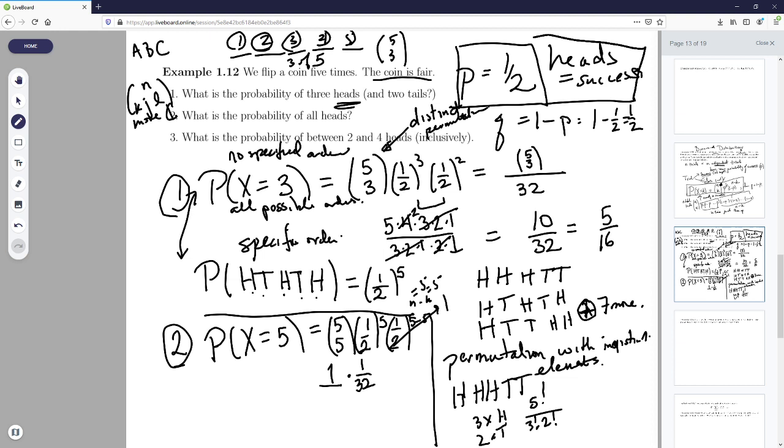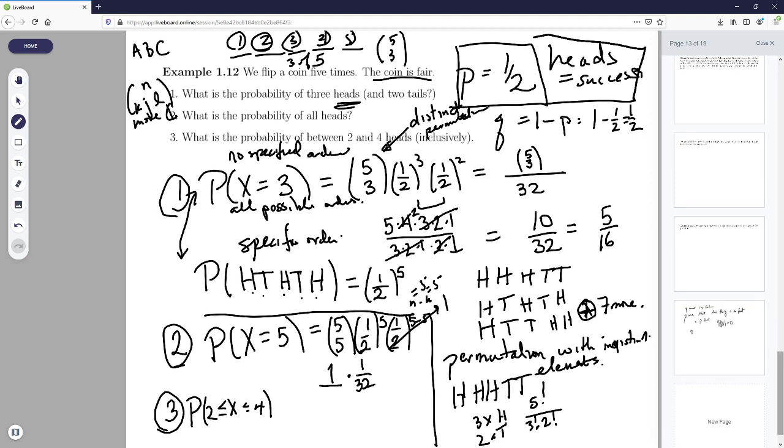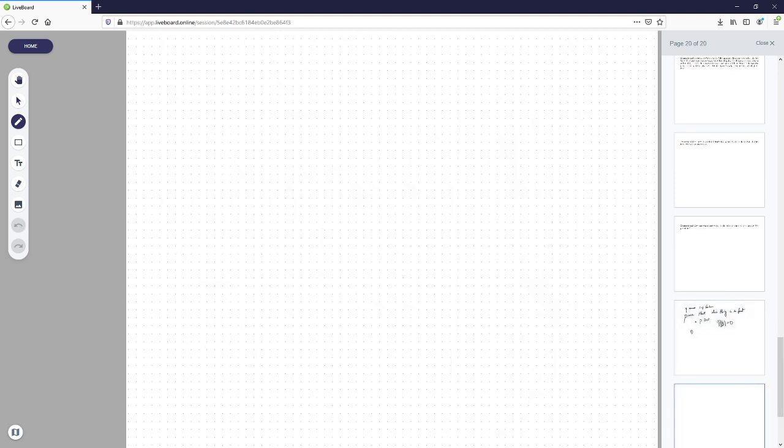Cool. All right. Let's do one last problem. So what is the probability of between 2 and 4 heads inclusively? So the probability that 2 is less than or equal to x is less than or equal to 4. Let's do this on a separate page because I'm running out of room.